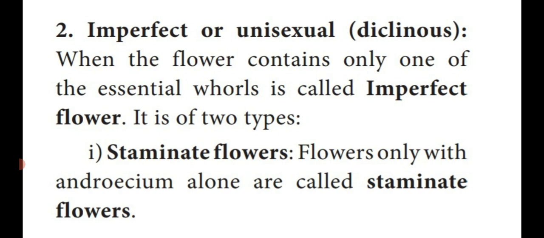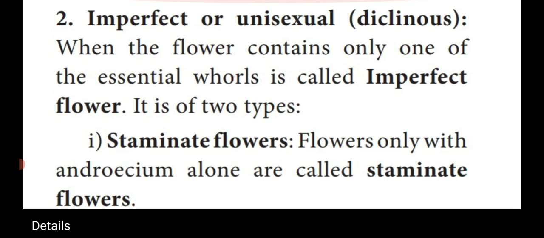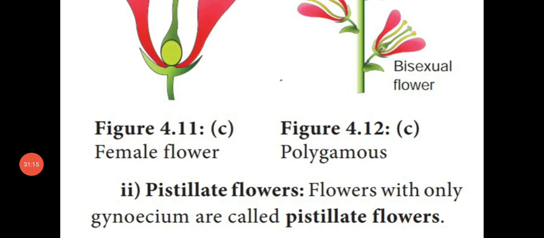It is divided into two types. Staminate flower: staminate flower means only male sex organs are present in the flower. Which one is the male sex organ? Androecium. So the flower which contains only androecium is known as a staminate flower. Next one, pistillate flower. What is pistillate? Gynoecium. So a flower made up of only gynoecium or pistil is known as a pistillate flower or female flower.